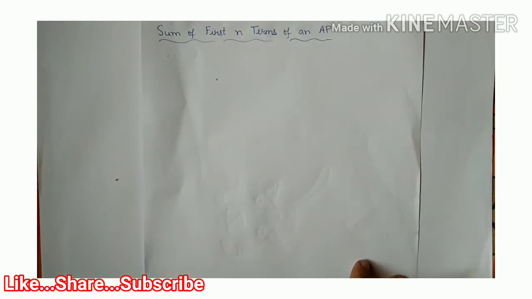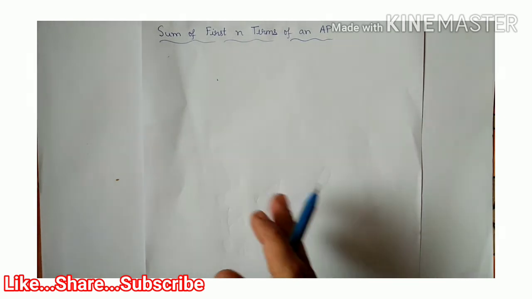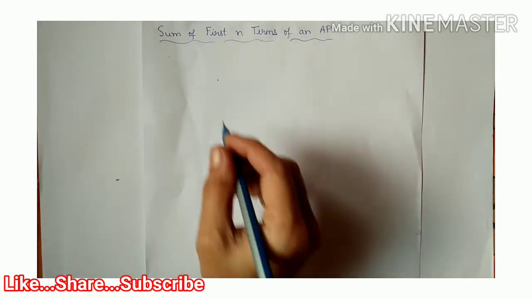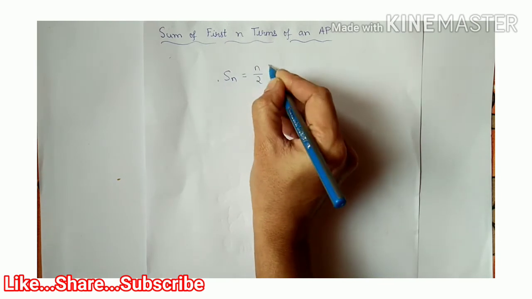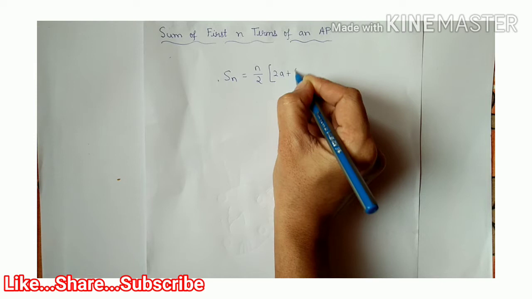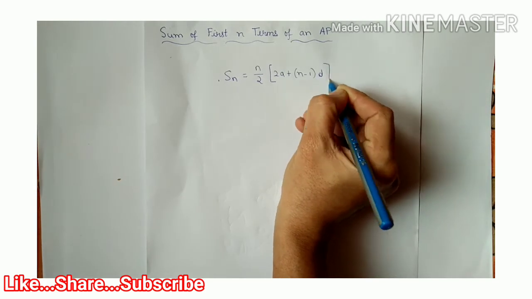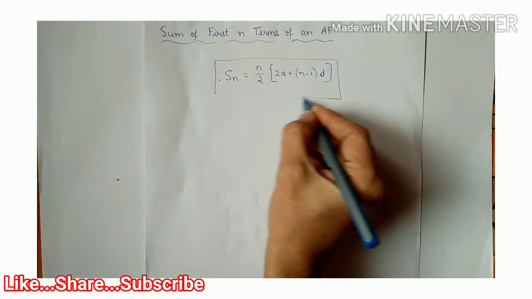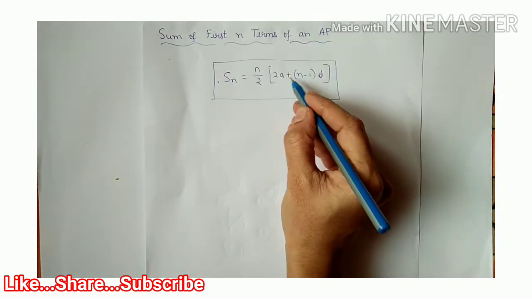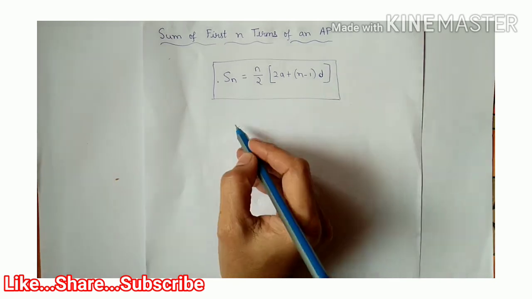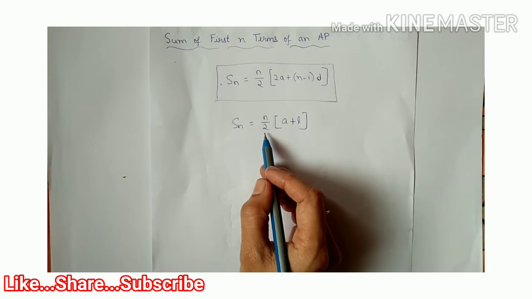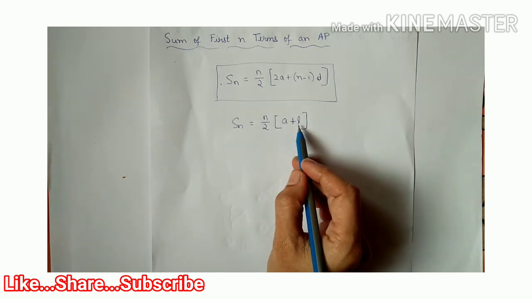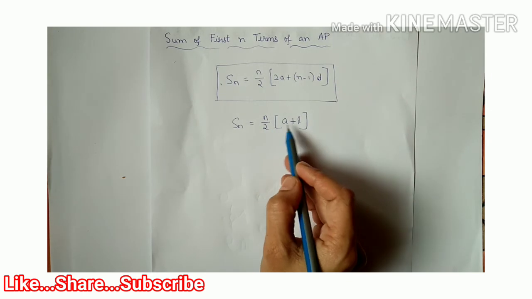Let us start with the sum of the first n terms of an AP. The sum of the first n terms of an AP is given by Sn = n/2 [2a + (n - 1)d]. We can also write this as Sn = n/2 (a + l).